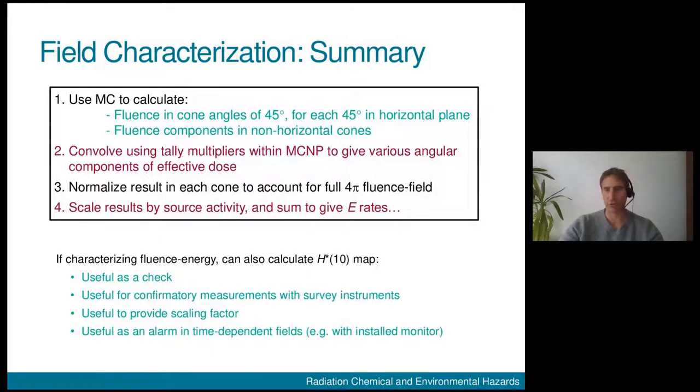So that's the idea. Actually, if we're characterizing the fluence energy field, we can swap out our effective dose conversion coefficients for H*(10) conversion coefficients, and come up with the ambient dose equivalent rate within the field as well. And this is useful as a check. Of course, effective dose isn't measurable, but H*(10) is. So we can put survey instruments in the field to come up with confirmatory measurements to make sure we're on the right track. We can use it to provide scaling factors.